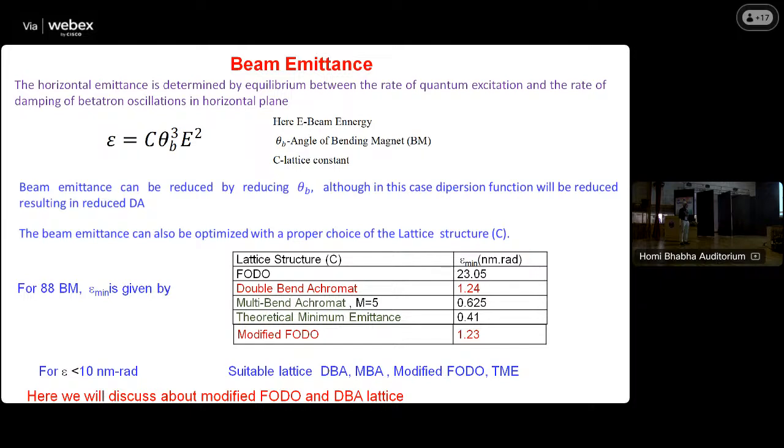So higher span of 64 minutes is required. So the machine will become more non-linear. So we have kept the bending magnet 88, and now we apply the lattice constant C. So these are the lattice constants. So this is the minimum impedance we can operate.